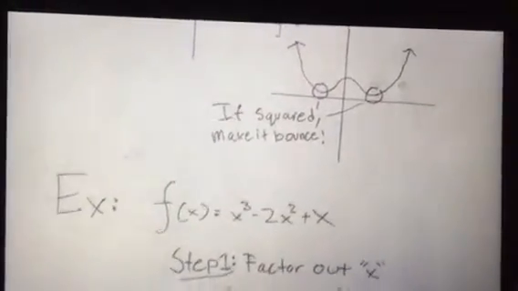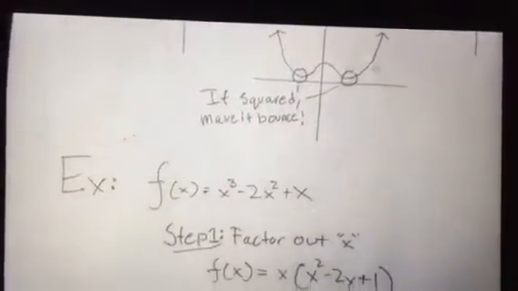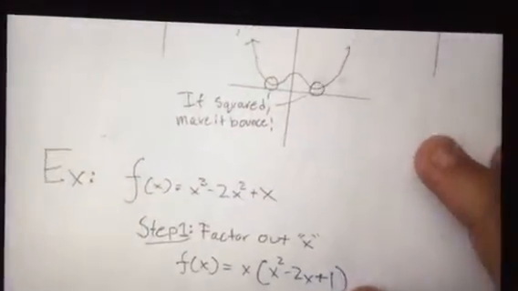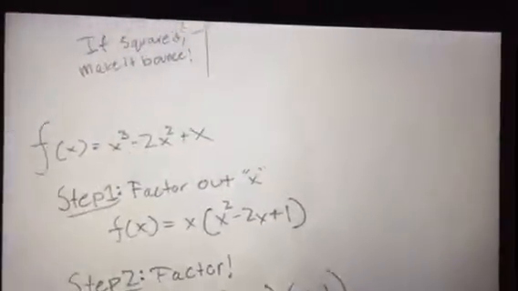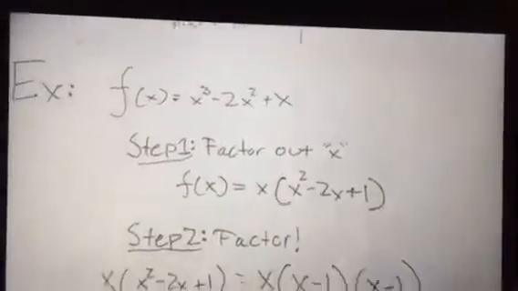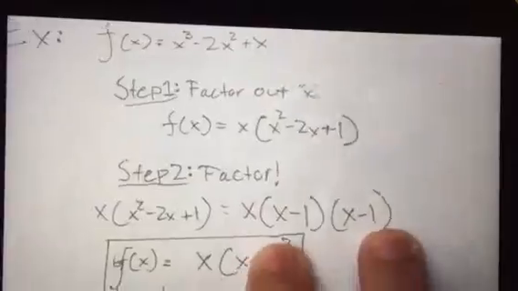Step number 1, let's factor out x. You guys know how to do this stuff: factor out x, squared minus 2x plus 1, easy peasy. Factor it out. You get x minus 1, x minus 1. And that just comes out to x minus 1 squared, since there's 2 x minus 1s.